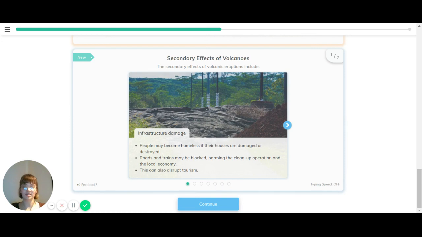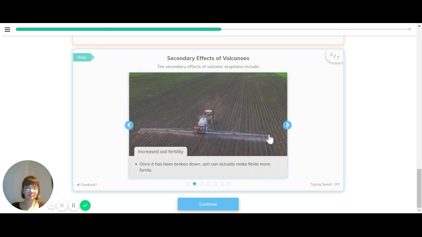So secondary effects include infrastructure damage. So people may be homeless if their houses are damaged or destroyed. Roads and trains may be blocked, harming the clean-up operation of the local economy, and this can also disrupt tourism. So these are all things that happen as a result of primary effects.